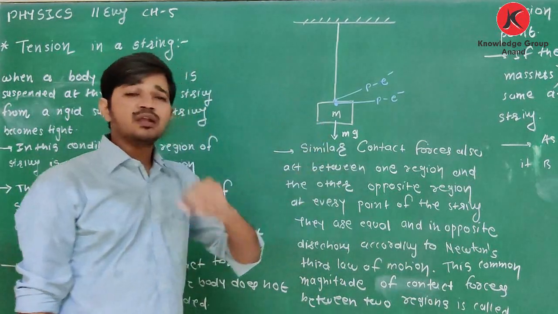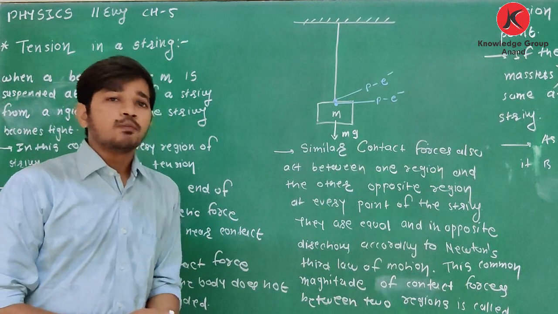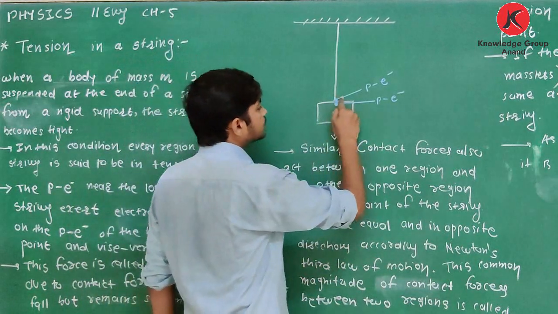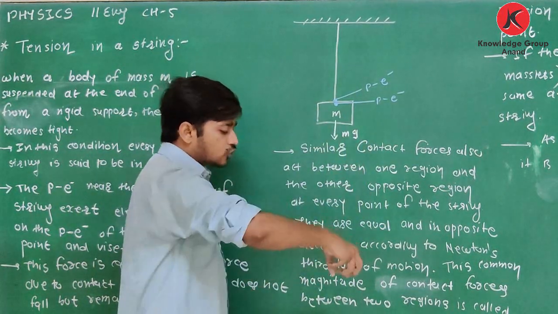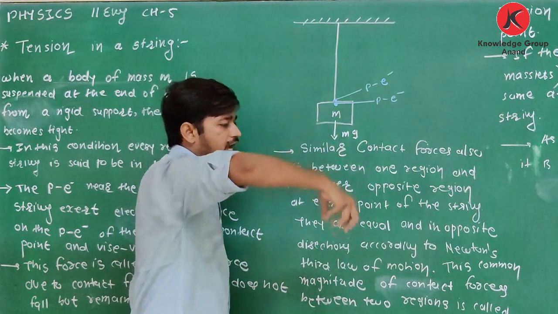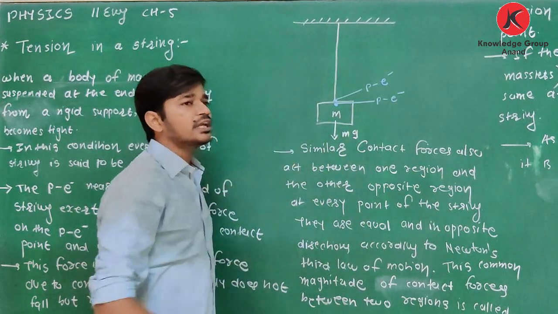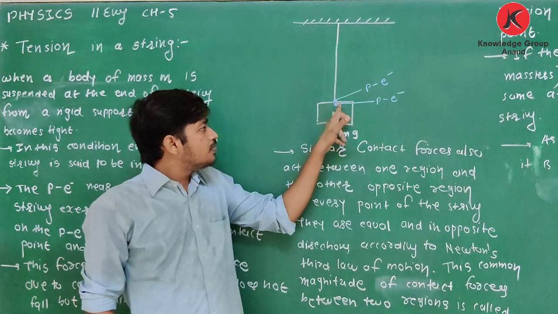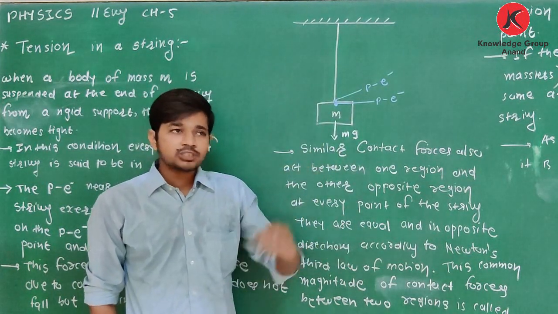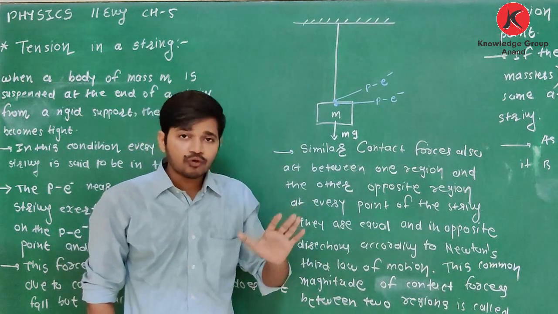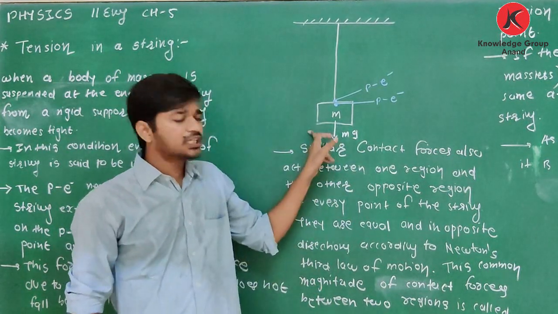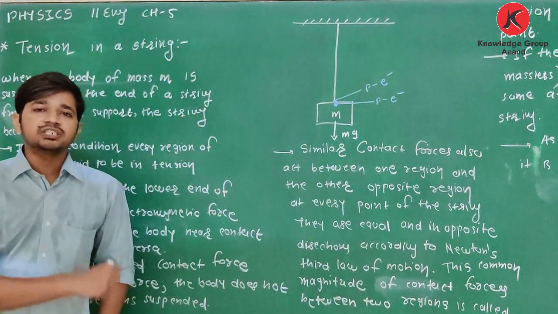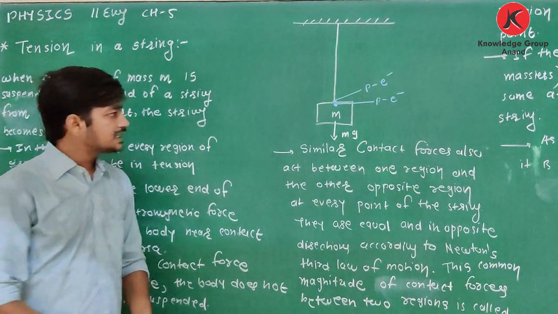Yes, this object is not falling. Why not falling? Because mg is acting in the downward direction, but due to the protons and electrons of the string, there is also some force on the block in the upward direction. And if mg is acting downward, that contact force is acting upward. You know that when the force acting upward is equal to the force acting downward, the total force becomes zero. The object remains in stationary condition. Clear about this?